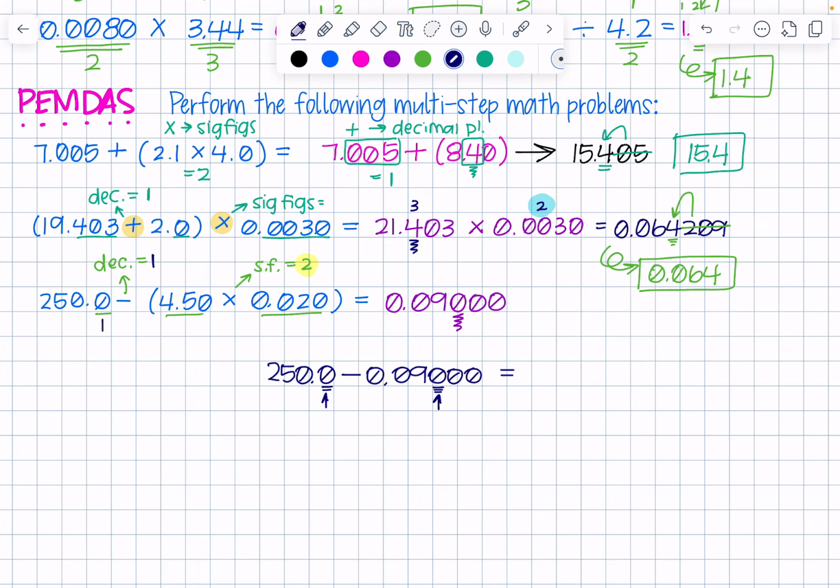250.0 minus 0.09000. I get 249.91. I wanted 1 decimal place. That's here. So the 1 tells the 9 to stay the same. Get 249.9, drop the 1.